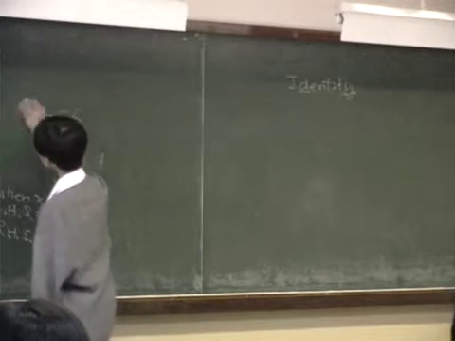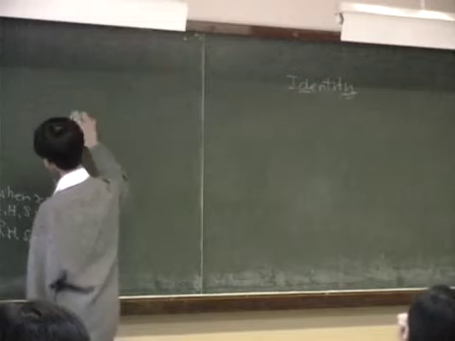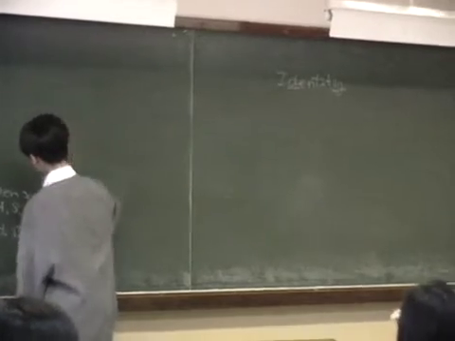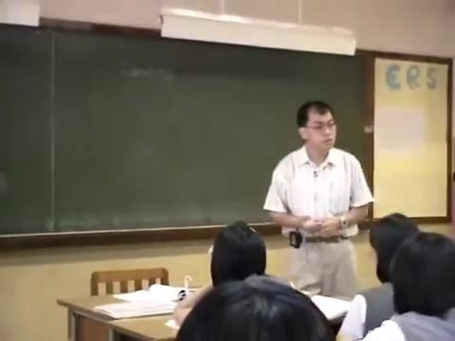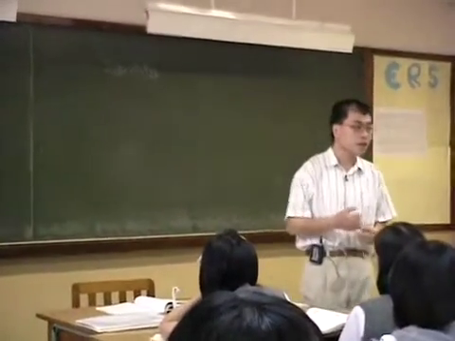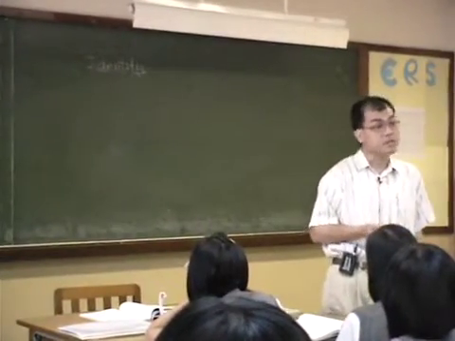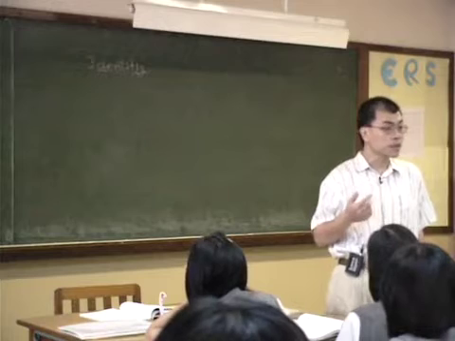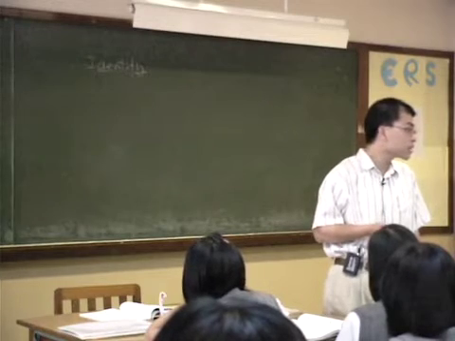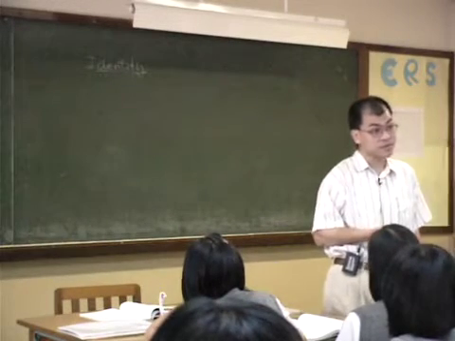Therefore, the difference between identity and equation, it may be only one solution, two solutions. But for identity, you have infinitely many solutions. It will be always true, okay, for any values of x.